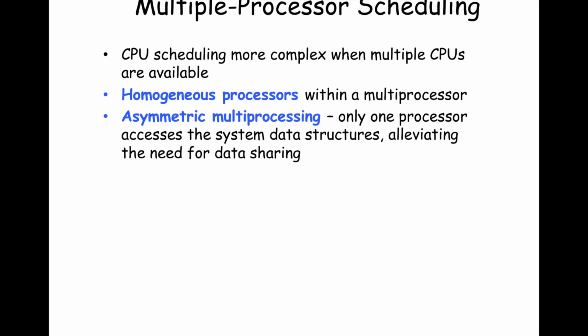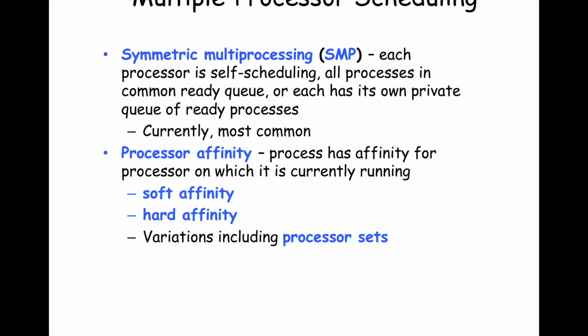So CPU scheduling is much more complex. There's so-called homogeneous processing within a multiprocessor, and there's also so-called asymmetric. With the asymmetric case, only one processor accesses the data structures, whereas with homogeneous, it's multiple instances of the same thing. So in a symmetric multiprocessor, each processor is self-scheduling, right? All the processes are in a common ready queue, and that scheduling just happens.